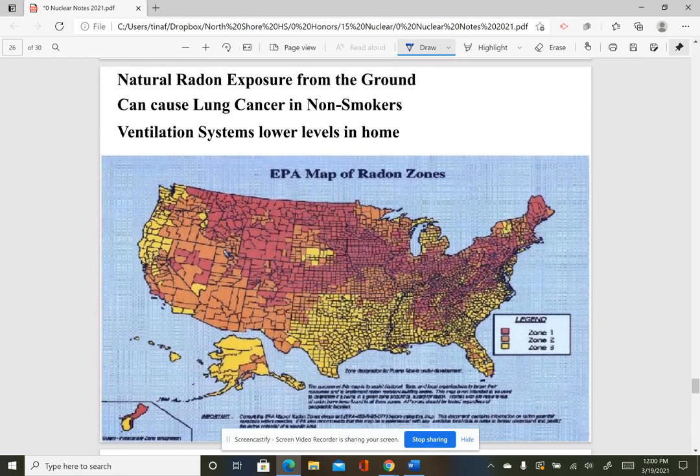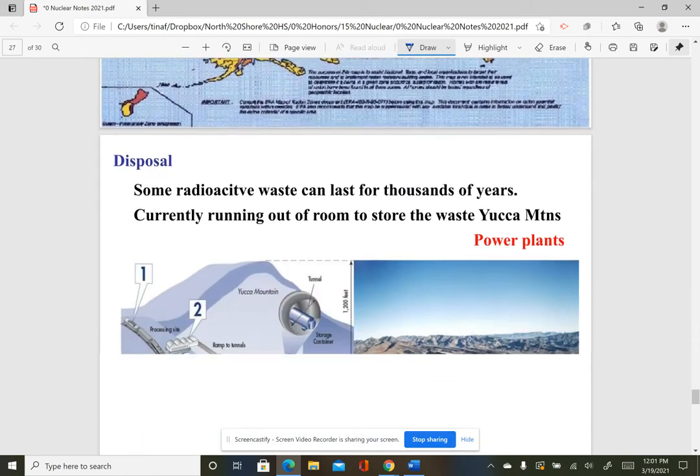Radon is just something that's around, especially if you have a basement. Radon exposure is something you want to think about. It can cause cancer in non-smokers, and this is just a picture of the radon that's out there in the United States. It's just there. There's nothing we can really do about it.